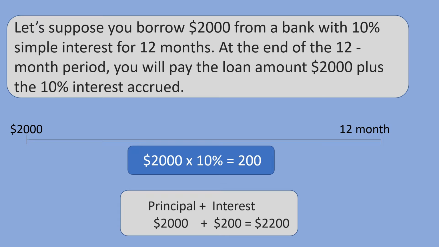So the total amount will be the principal amount, that is $2,000, and the interest, that was $200. By adding these two amounts, the $2,000 and $200, I'll get $2,200. So the amount that I owe the bank is the principal amount, the original amount I borrowed, plus the interest that has been accrued after the 12-month period of the transaction. So I owe $2,200 to the bank.